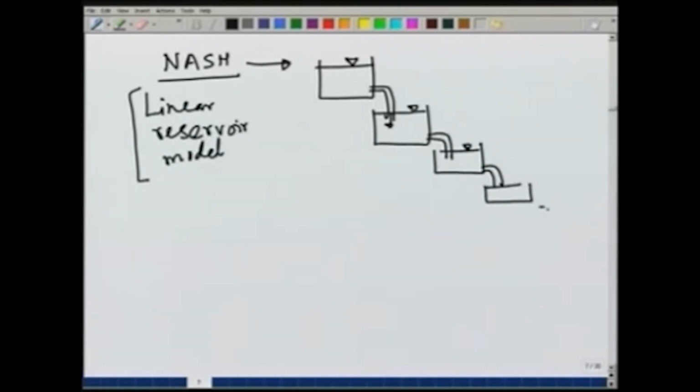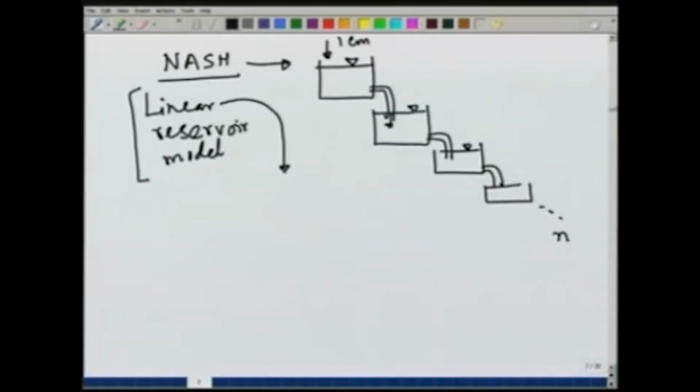Like this, there are n number of reservoirs, and if we put the inflow as 1 centimeter instantaneously, whatever outflow we get from the nth reservoir would indicate the IUH. So, this is the basic concept of the Nash model, that the catchment can be thought of as a series of reservoirs which are linear. Now, linear indicates that storage and discharge, S and Q, have a linear relationship.